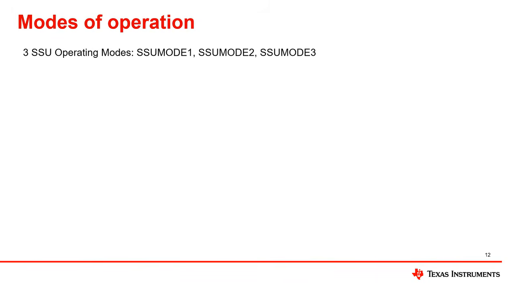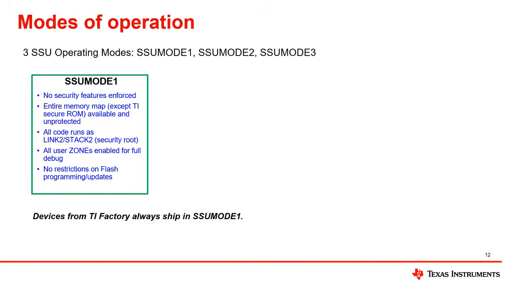So the SSU also has 3 modes of operation: SSU Mode 1, SSU Mode 2, and SSU Mode 3. By default, when devices ship from TI, the devices are in SSU Mode 1. In this mode, everything is open. There is no concept of APRs, links, stacks, or zones, meaning no safety or security is enforced by the SSU. This allows for code development with maximum debug capabilities.